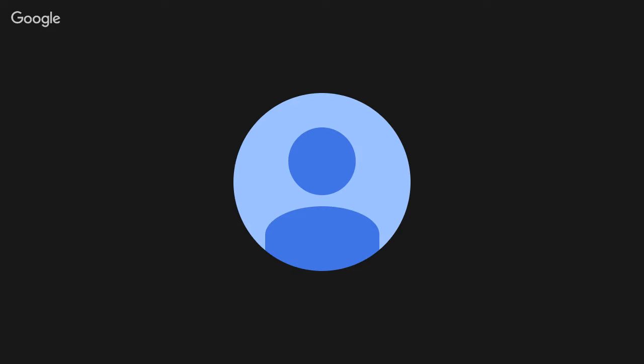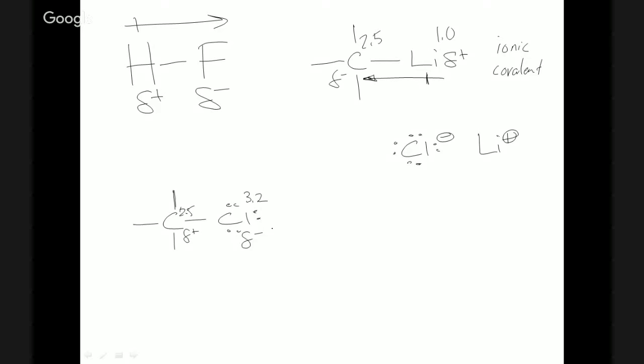So that's electronegativity and bond polarity. So we can look at a single bond and say this bond is polar or nonpolar, and identify the partial negative and the partial plus.